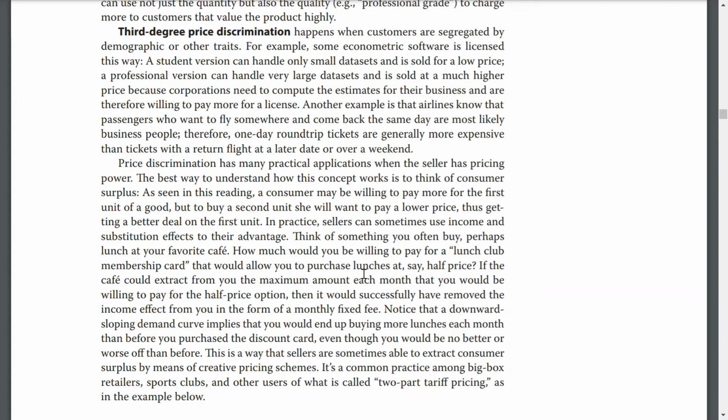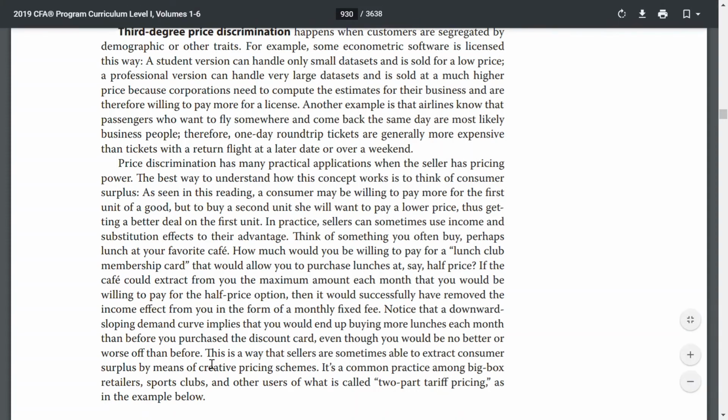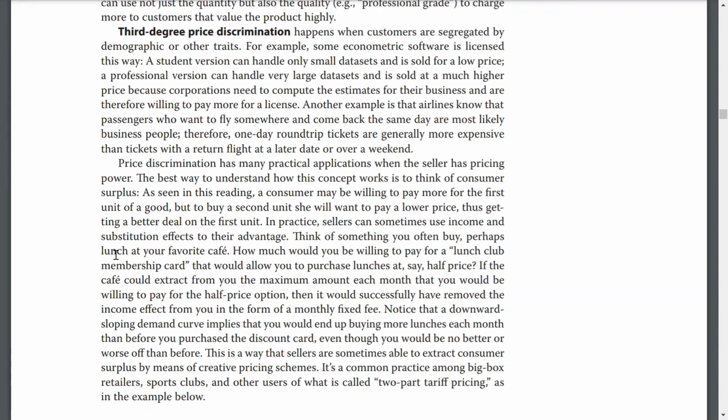Price discrimination has many practical applications. When a seller has pricing power, the best way to understand how this concept works is to think of consumer surplus. As seen in this reading, a consumer may be willing to pay more for the first unit of a good, but to buy a second unit, she will want to pay a lower price, thus getting a better deal on the first unit. In practice, sellers can sometimes use income and substitution effects to their advantage.